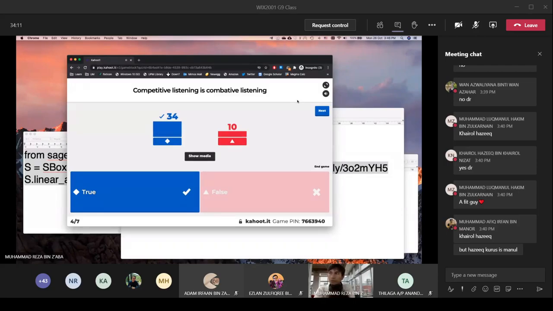It's true. So competitive listening, basically, you don't really want to hear what the other person is talking about, but you're waiting for the moment to say your piece. You're not interested to hear whatever the other person is going to say. So the important thing is what you want to say. So that's competitive listening.